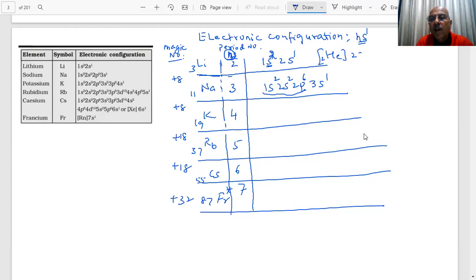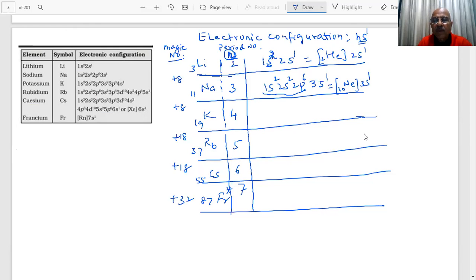So I may write it this way, student. If I add 8 to this, which noble gas is this? Helium. After helium is neon. So you can write neon 3s1, student. That is the same thing. Another easier way of writing these configurations.